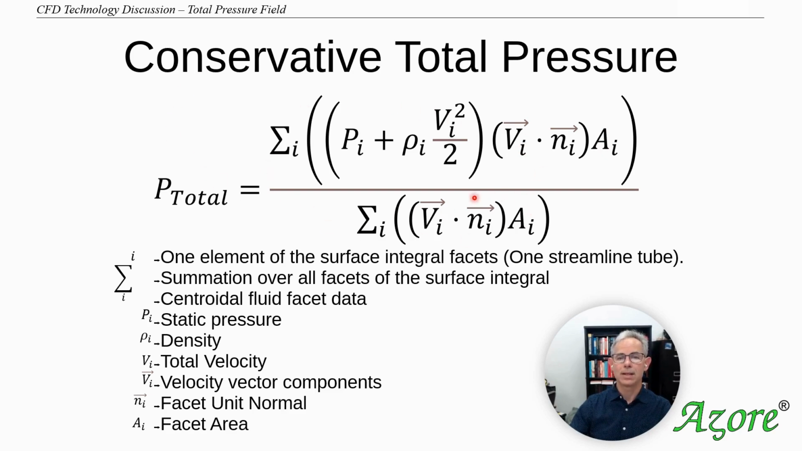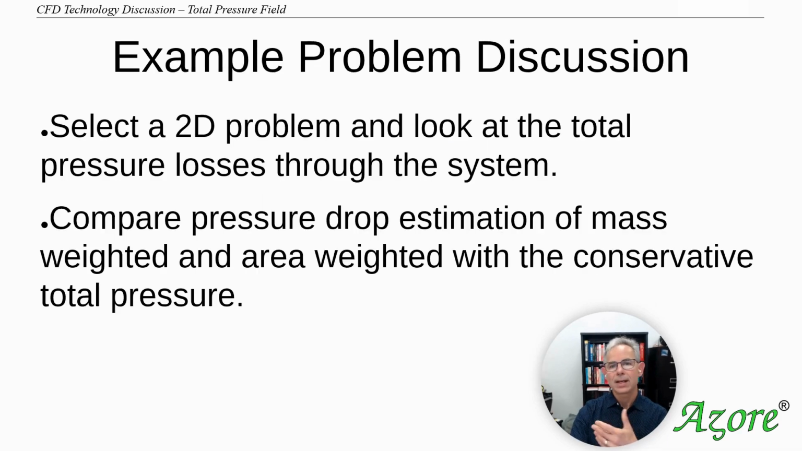And this weighting technique will give us very consistent results here. That's basically the summation for all of the facets of our surface divided by the sum. These are the numbers for this averaging technique. So now we kind of know how that works. I've selected an example problem to look at these averaging techniques, and we're going to compare other methods of coming up with total pressure and see how they compare to using this conservative total pressure method.